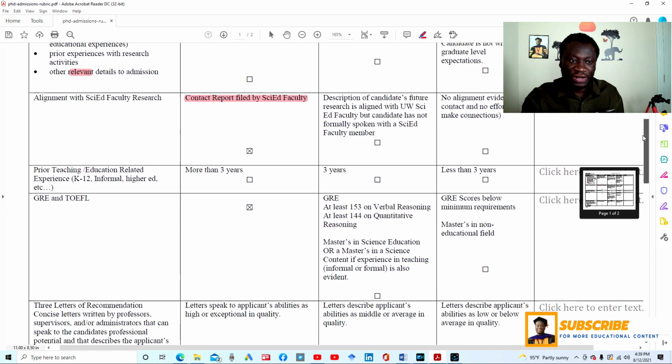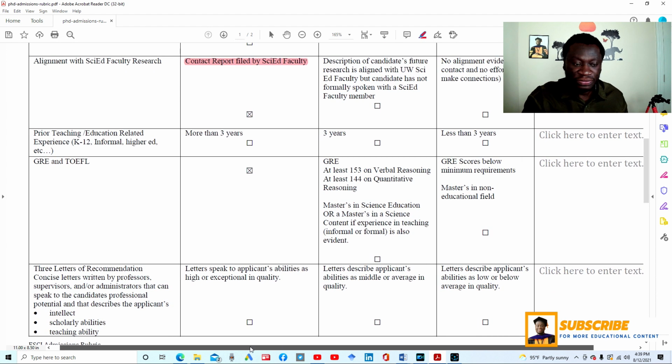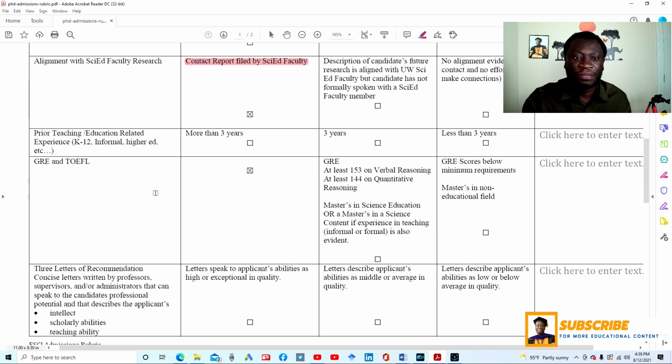Now let's move on to the next one, GRE and TOEFL. Now you can see that this is a requirement for the department, and of course to score high, they didn't really put a score on this rubric, but my guess is that the minimum score they are looking for will be 153. You know what is written here in the medium section. So at least 153 on verbal reasoning and at least 144 on quantitative reasoning.